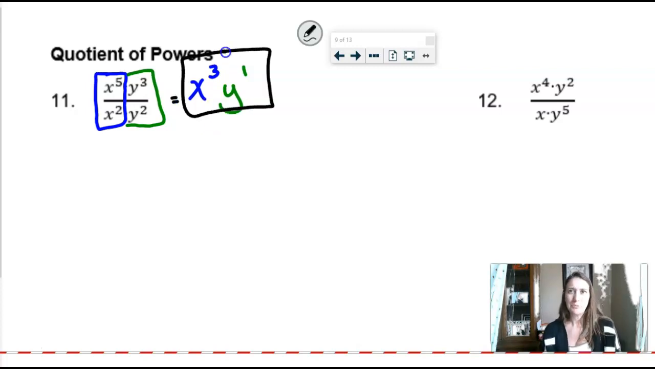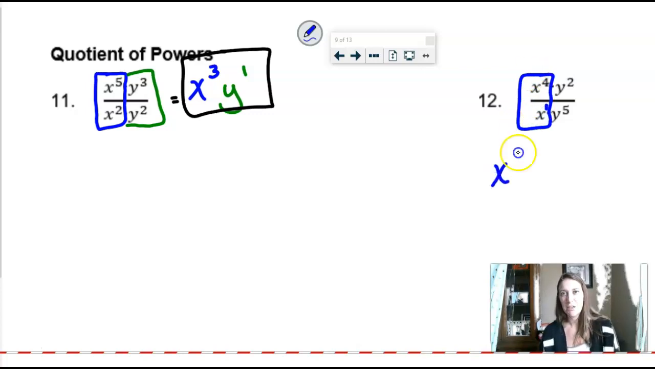This is your answer. All right, number 12. Ooh, careful. There's a sneaky 1 right there that they didn't write down. So when I go to subtract my exponents here, that becomes x to the 3rd in the numerator. And then here, this is what I was worried about. When I subtract these exponents, I get y to the negative 3rd in the numerator.